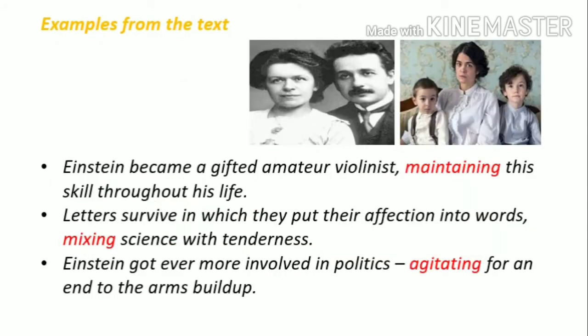So here are some examples from the text. Truly Beautiful Mind and The Little Girl. I have quoted some examples from the text. Einstein became a gifted amateur violinist, maintaining the skill throughout his life. Who maintained the skill? The skill of playing the violin. Who maintained? Einstein maintained. You are describing the noun Einstein. Maintaining the skill throughout his life is a phrase, and it starts with the present participle maintaining.